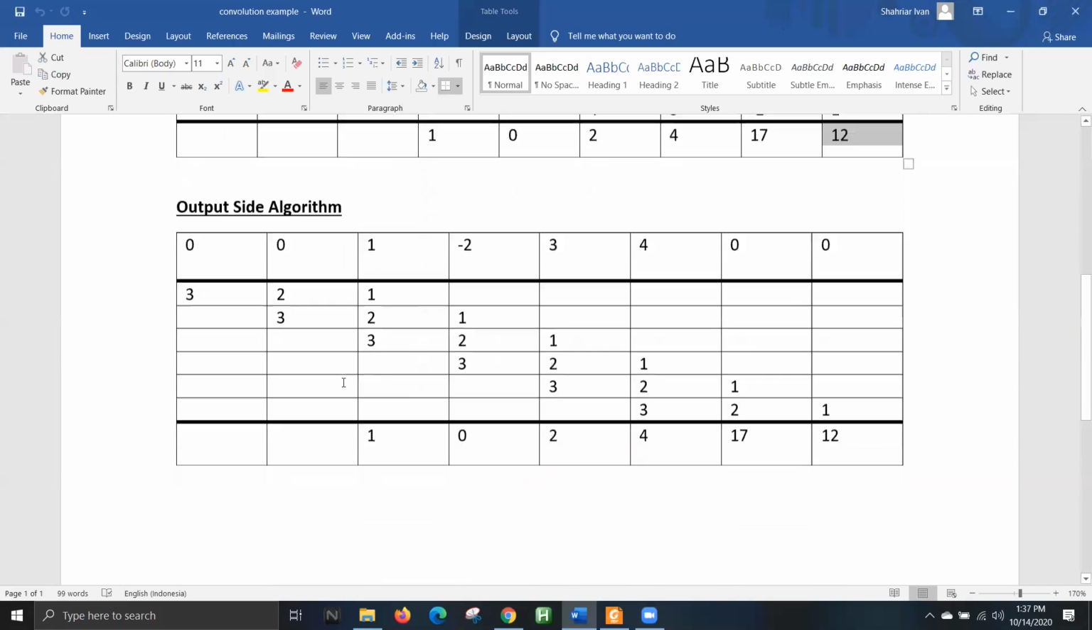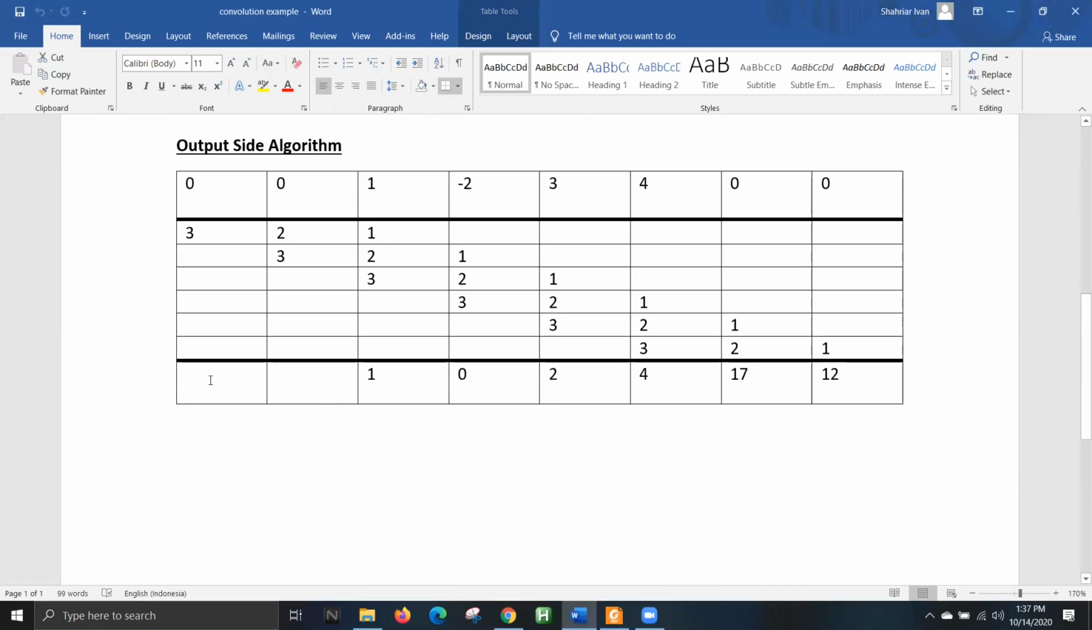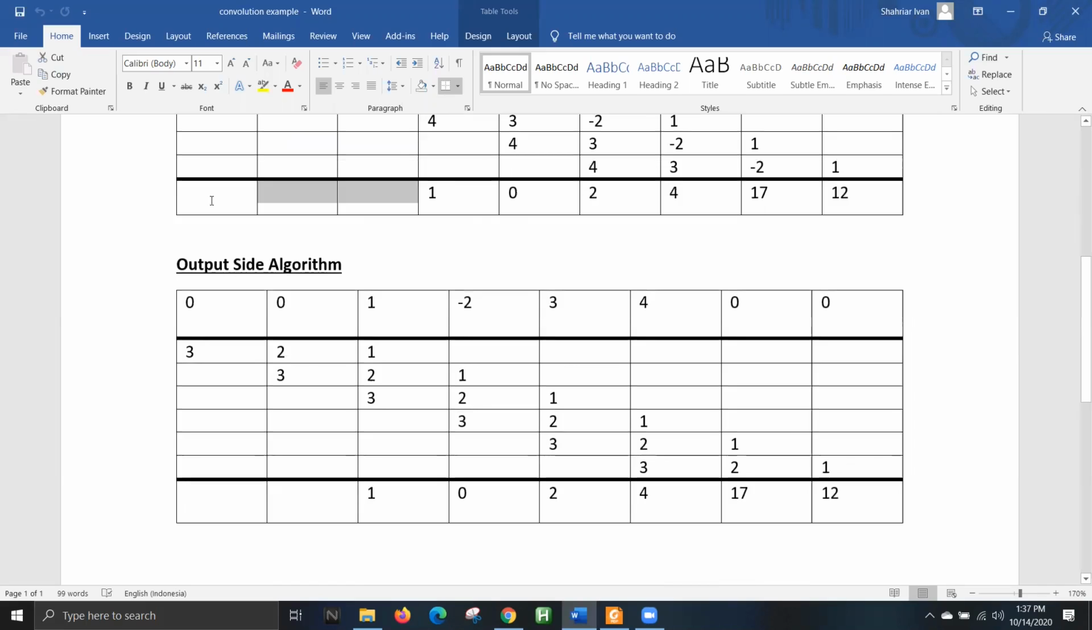Also, in the output side algorithm, it is easier to visualize. Here it is a bit difficult because the first three are incomplete information anyway, and here the first two are incomplete information, and here the last two are incomplete information. In the output side algorithm, we have fewer output values anyway. As you can see, there are 3 before, here there are only 2, so you can ignore them. But even here, you'll see that the first 2 output values are coming from incomplete information.